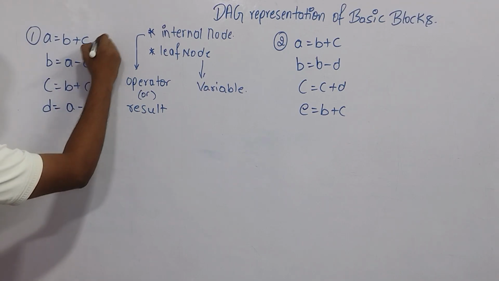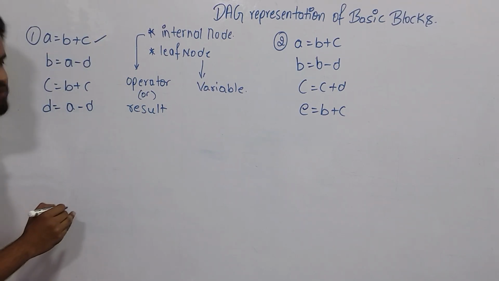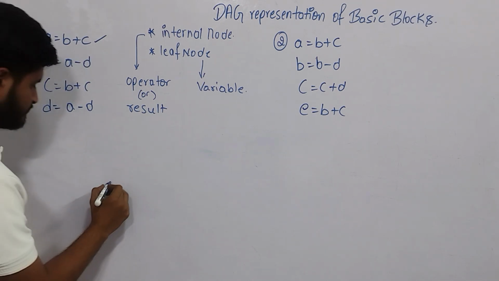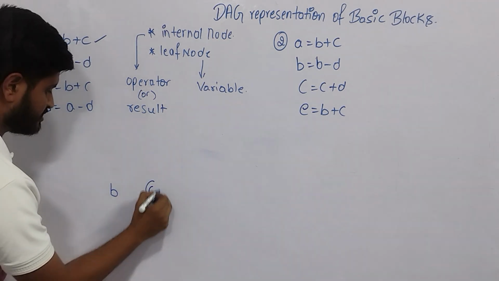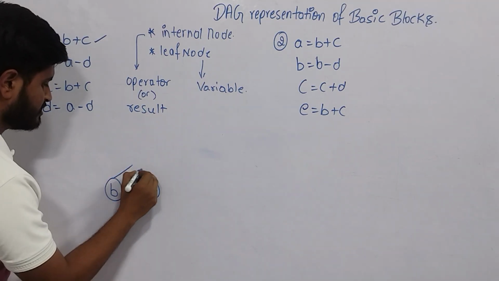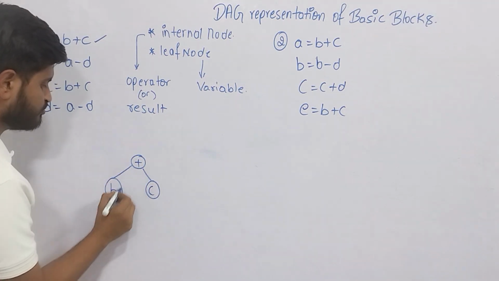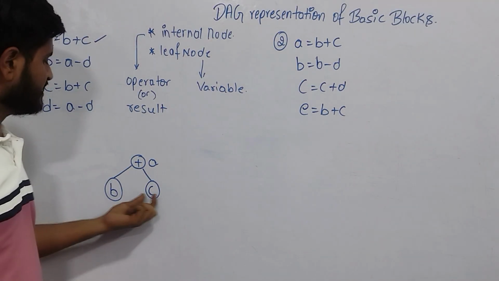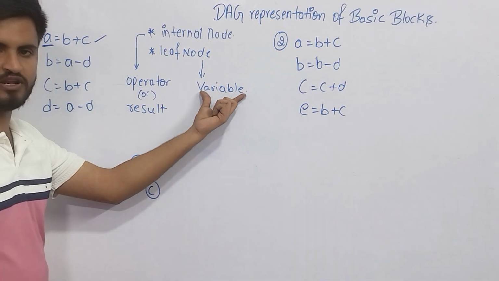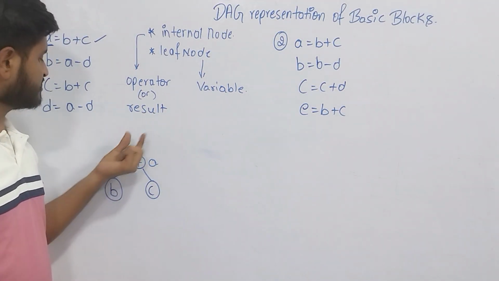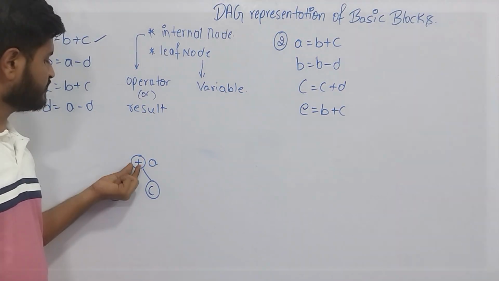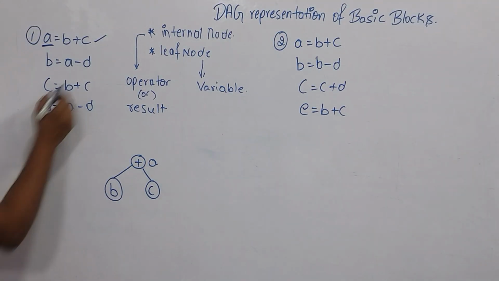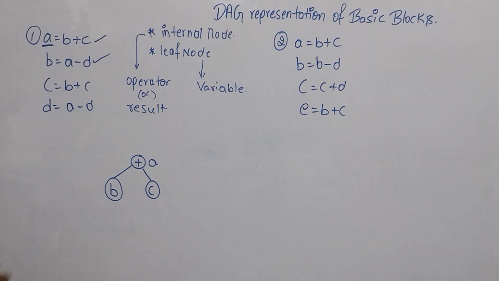If you see, the first instruction is a is equal to b plus c. So a is the result of b plus c. b will be here, next c will be here, so b plus c will be a. As I said, leaf nodes will have the variable values, that is b and c. Next, the internal nodes will have the operators and the results.